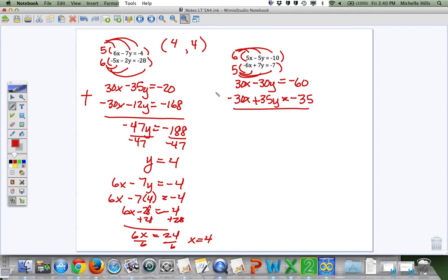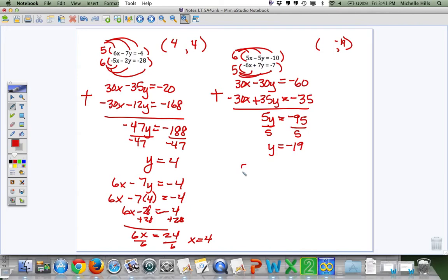So I'm going to add these two equations together. 30x plus negative 30x is 0. Negative 30y plus 35y is 5y. Negative 60 plus negative 35 is negative 95. Dividing by 5 to solve for y, I get y equals negative 19. So my answer is going to have the y value of negative 19 in my ordered pair.